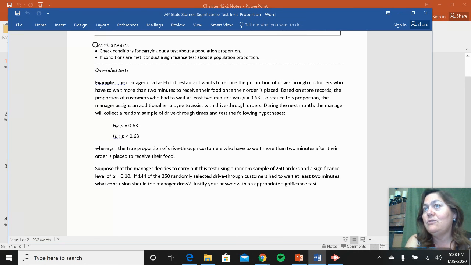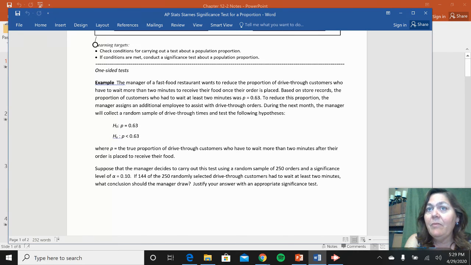So he says here, based on store records, the proportion of customers who had to wait at least 2 minutes was 63%. That's our null hypothesis there. To reduce this proportion, the manager assigns an additional employee to assist with drive-through orders. During the next month, the manager will collect a random sample of drive-through orders and test the following hypotheses. So he wants it to be shorter than that, fewer people that have to wait 2 minutes or more. So he is going less than 63% for his HA.